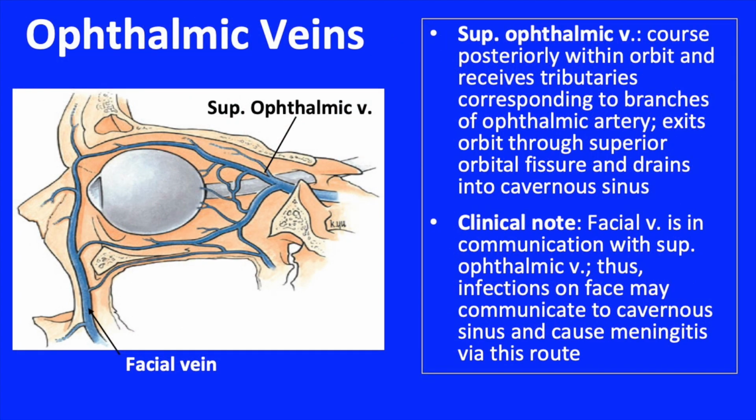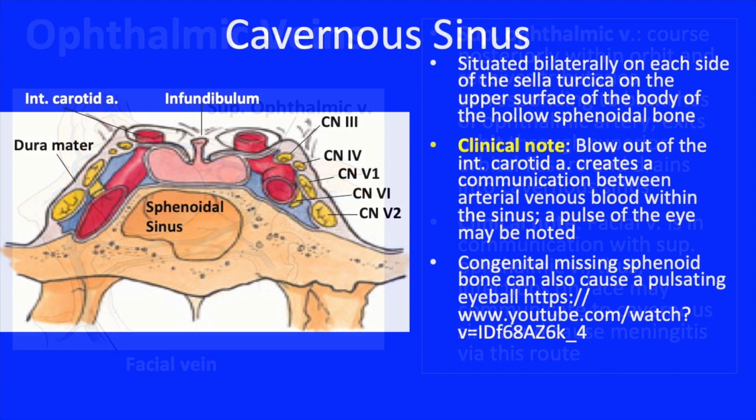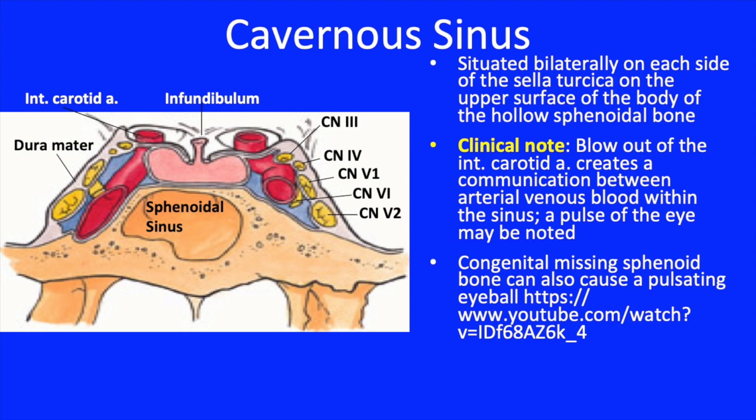The venous return, as you have now heard in various lectures, links the meninges to the danger zone of the face. Infection in the face can travel by way of the venous system to the cavernous sinus, leading to severe meningitis. As well, on rare occasions, a fistula may result in the internal carotid artery mixing arterial and venous blood, and a pulsation of the eyeball will be observed. A pulsating eyeball can also be the result of a congenital condition where the sphenoid bone is missing. Check out the indicated video on YouTube.